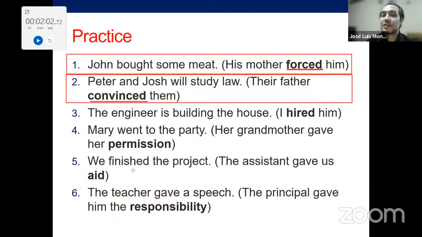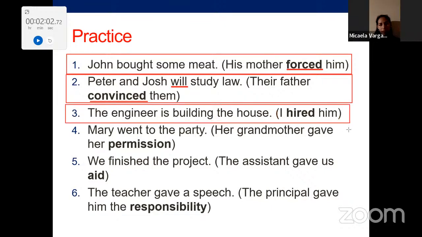Peter and Joseph, when you have sh or s at the end, it's better if you repeat the s at the end, Joseph. All right, so good. Peter and Joseph's father will get them to study law, right? Will get them. And we're using the future here. Great. Thank you, Michaela. Good. I think that works great.